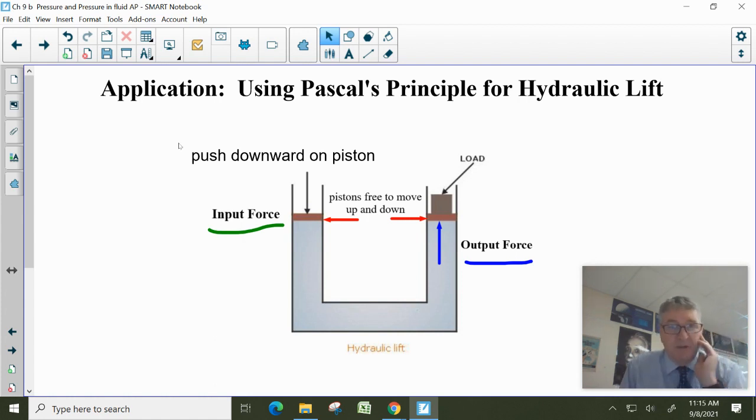But here is the simplest application. It's called a hydraulic lift. So when I take my car into the shop to be worked on, or I jack up my car, or something like that, or even your robot arms, it's taking advantage of this hydraulic system, this Pascal's principle.